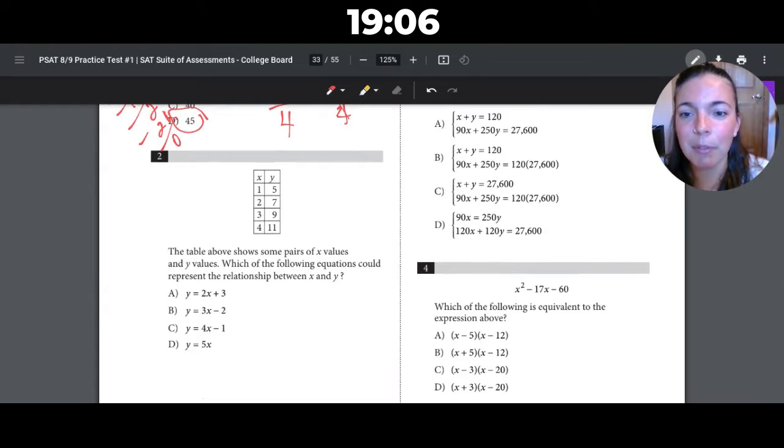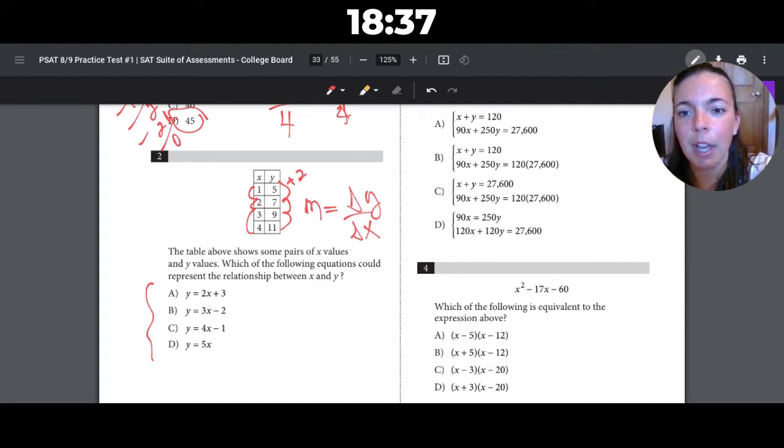Number 2, the table above shows some pairs of x values and y values. Which of the following equations could represent the relationship between x and y? I'm noticing all of my answers here are in y equals mx plus b form. So I need my slope and my y-intercept. To find slope, we can just look here: change in y over change in x. That's our m value. What's happening on my y's is I'm going up by 2 every time, and my x's are going up by 1. So change in y over change in x would just be 2 over 1.